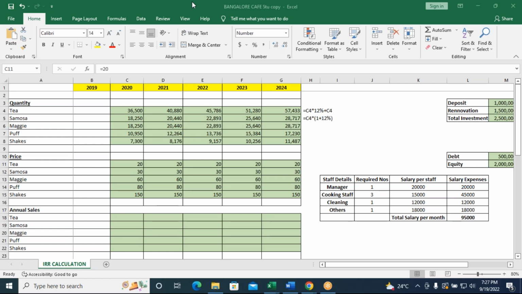Okay. So next we have to calculate the annual sales. Here we came to know how much is the quantity per year and what is the price. So I need to calculate the annual sales. So for tea, it will be 36,500. This is the quantity. So 36,500 quantity of tea has been sold in 1 year. So I'll select this into the rate. Enter. So is there any change in this one, annual sales? Please check and tell.